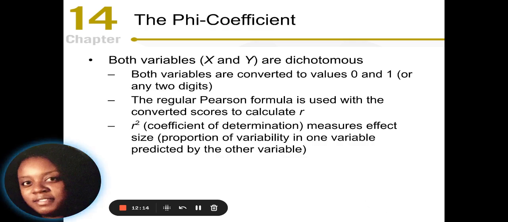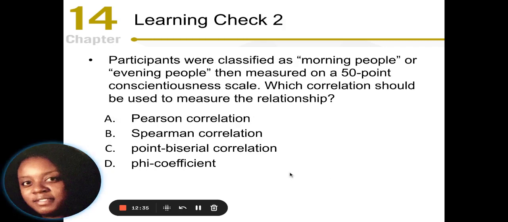For the phi coefficient, both variables X and Y are dichotomous. Both variables are converted to scores of 0 and 1, and the regular Pearson formula is used with the converted scores to calculate r. The r squared coefficient of determination will measure the effect size and the proportion of variability in one variable predicted by the other variable.